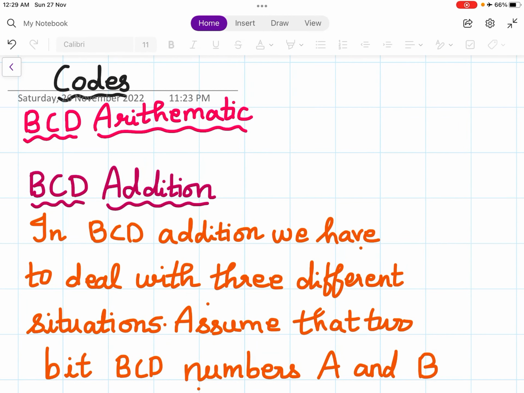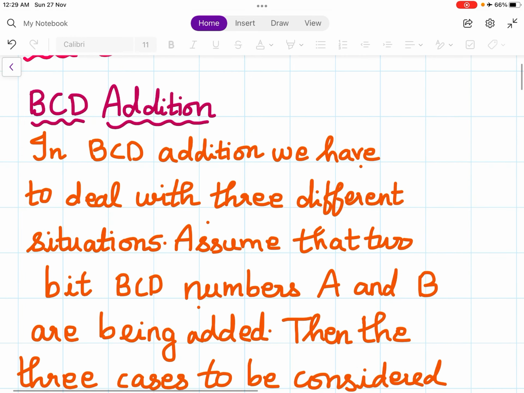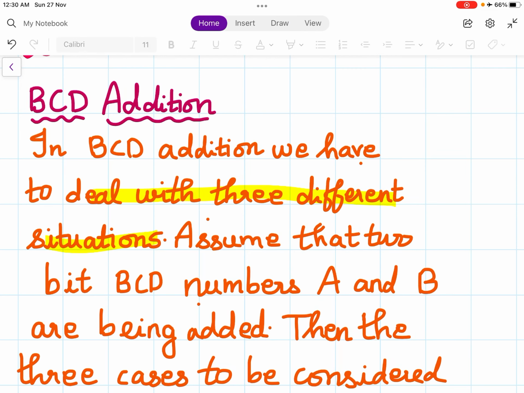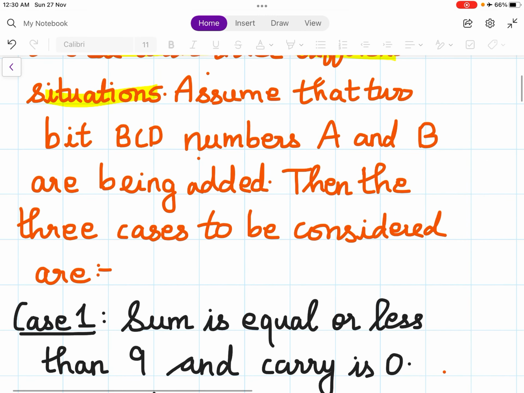BCD arithmetic, BCD addition. In BCD addition, we have to deal with three different situations. Assume that the 2-digit BCD numbers A and B are being added. Then three cases can be considered.